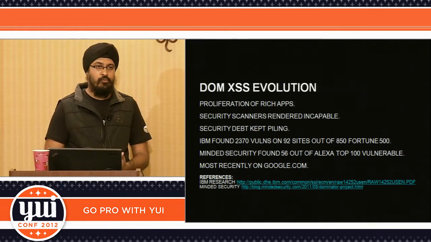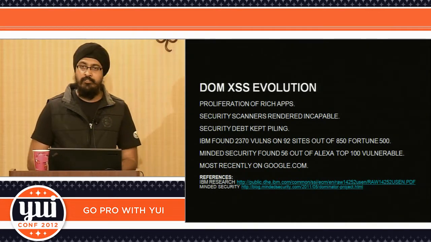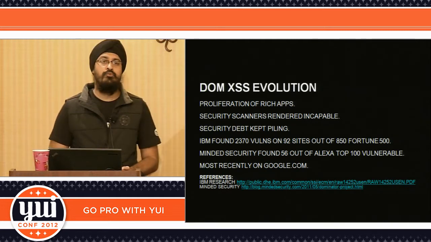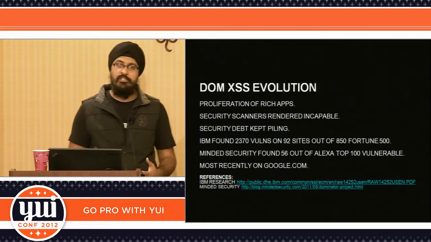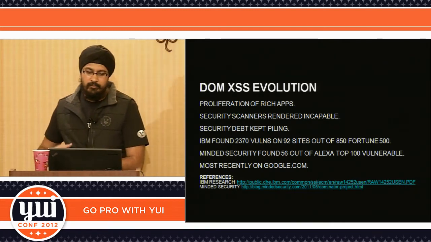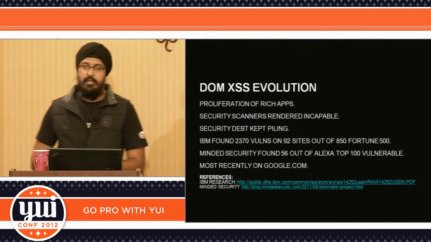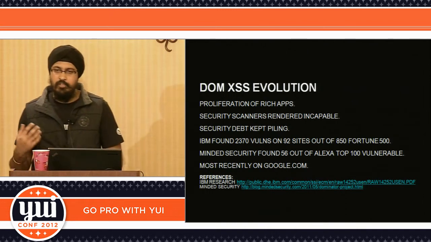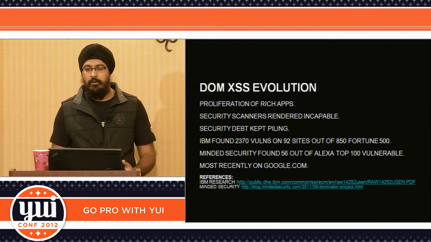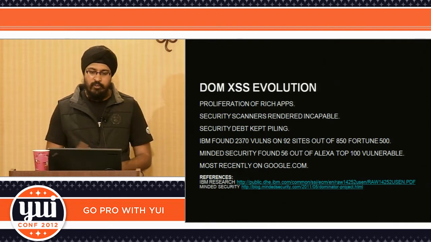you had security tools, the dynamic scanners and the static scanners, that didn't have the capability to find these issues. So you had security debt piling up and a lot of rich apps coming. And then a few companies, IBM and Minded Security, did some analysis and figured out thousands of security issues on Alexa top 100 and Fortune 500 sites.